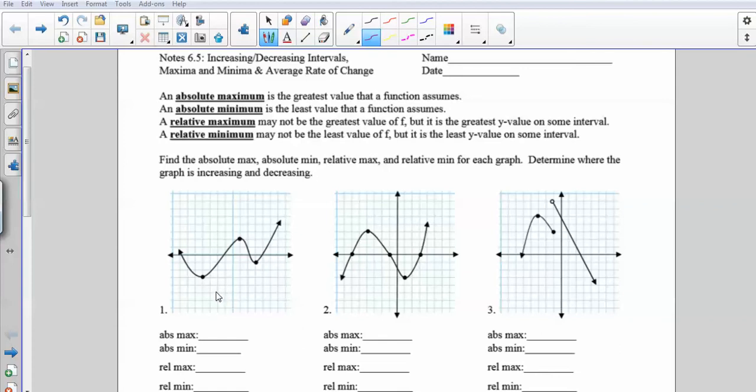Once again, we are analyzing functions. Today we're going to be talking about intervals of increasing and decreasing, maxima and minima, and average rate of change. So on the first page we are going to be looking at these graphs and determining these things.